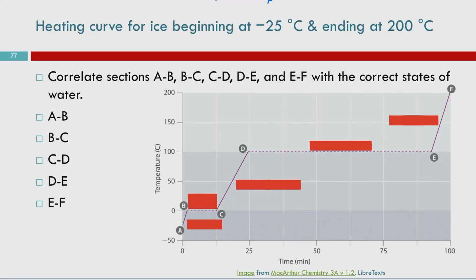So figure out what states of matter we have for water at each of those line points. So between A and B, what states of matter do we have? Between B and C, what states of matter? C and D, and so on.